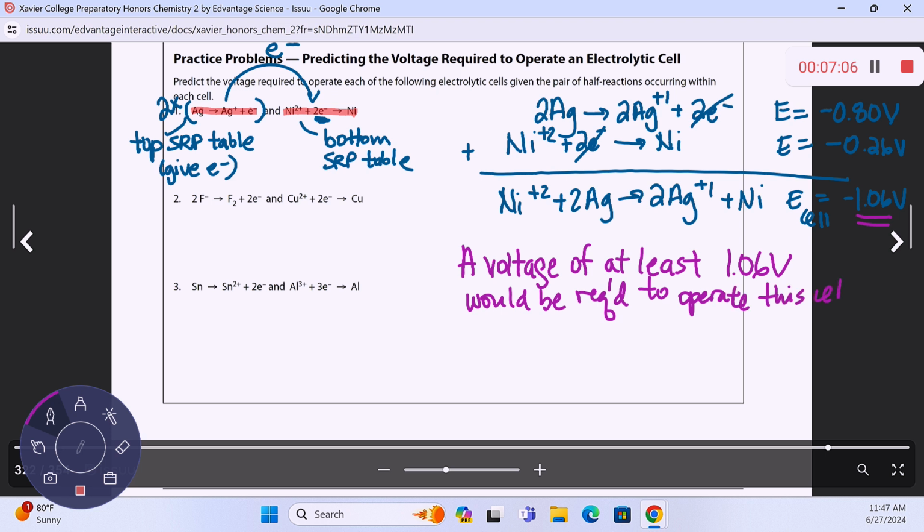Now, this is theoretical. Like, in the real world, we might need something else, okay? And that's called overpotential. When you calculate it versus when you go and do the experiment, it may be slightly different, okay? All right. Is this pretty straightforward, easy?